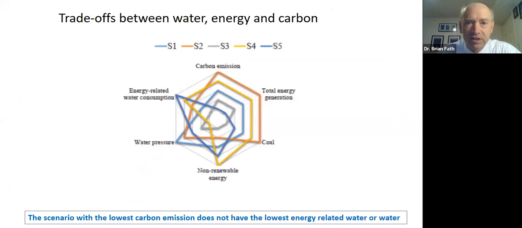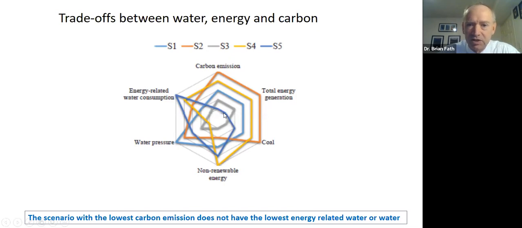And then lastly, what she was looking at were these trade-offs. So what is your policy? Is your policy to have the best water system, or is your policy to have the best carbon emissions, reducing greenhouse gases? What was interesting was that the one scenario that actually had the lowest carbon emissions and total energy generation is this blue line, the dark blue line.